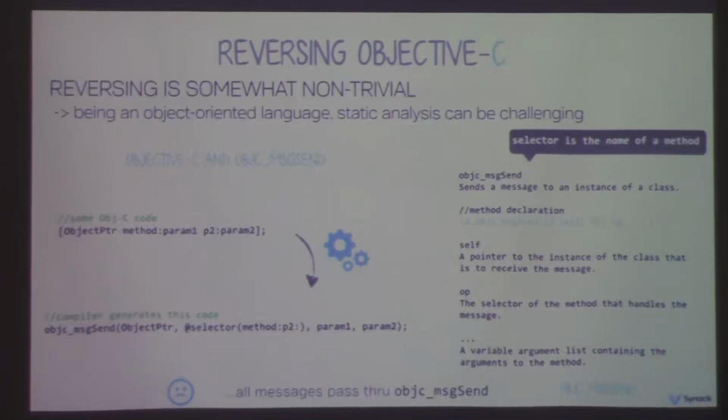Basically, the most important things are the first two arguments. The first one is called self, and this is a pointer to the instance of the class. Basically, this is the class that's going to receive the message. Then the second parameter is a selector, which is just a fancy name for a name. And this is the method or the function that you're trying to invoke.